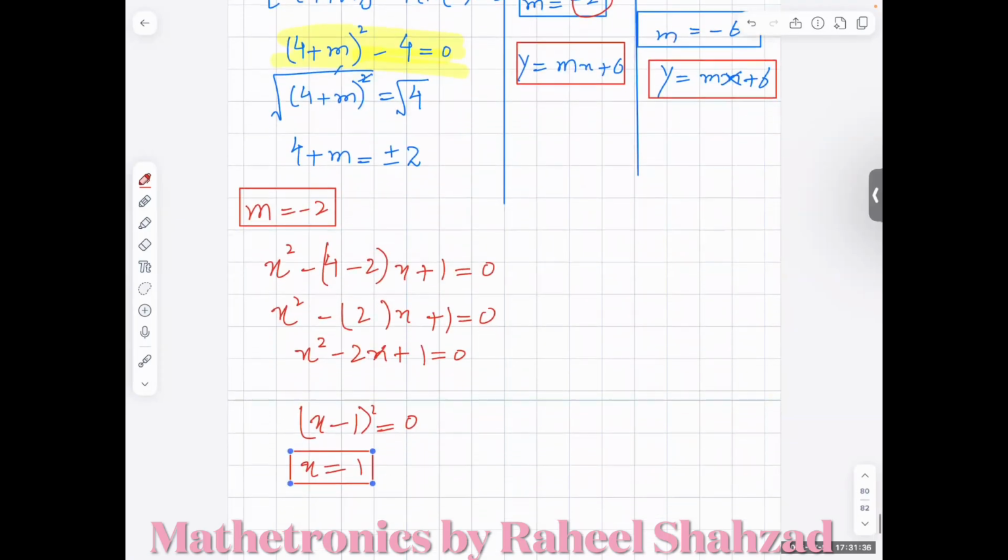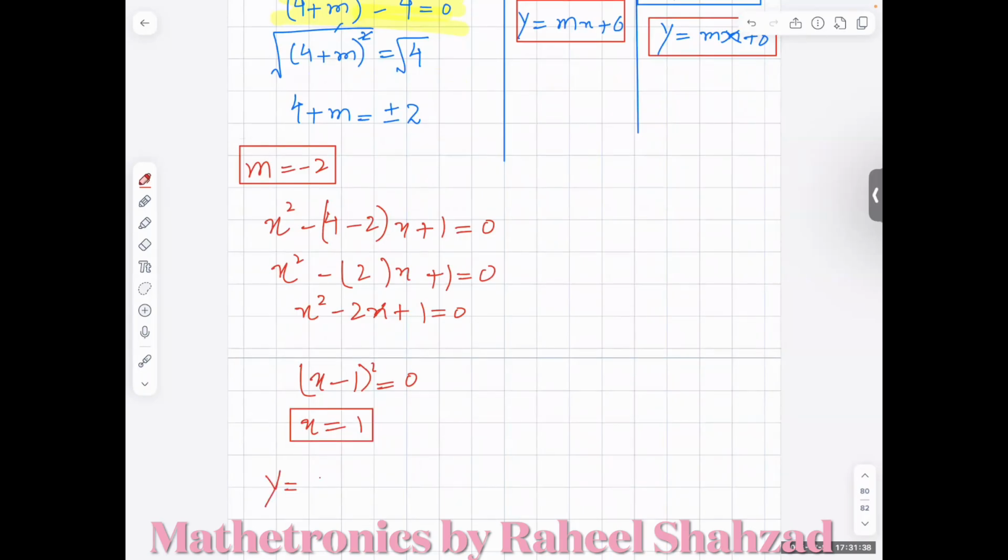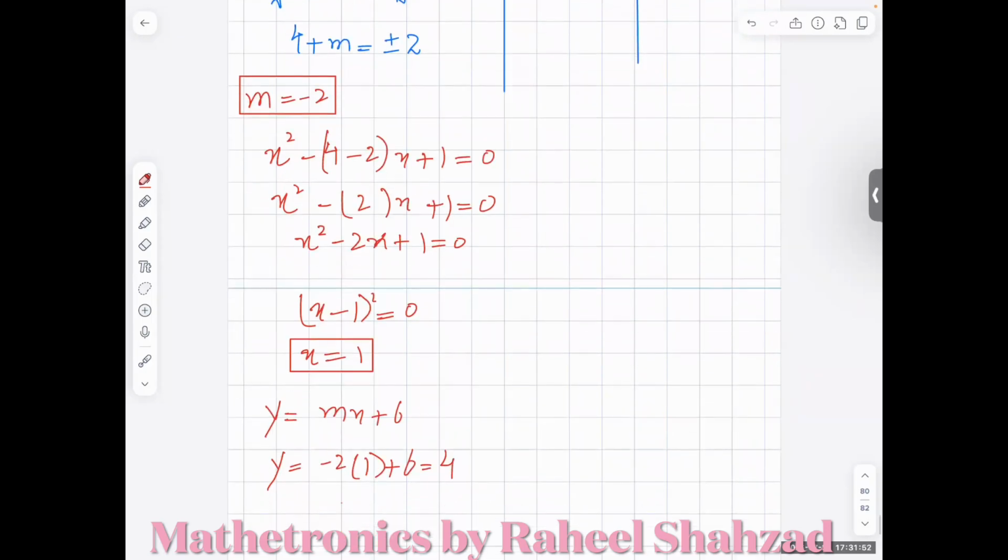So now we have y equals mx plus 6, right? M is minus 2, x is 1, plus 6, giving us 4. So the first value is 1 and 4.